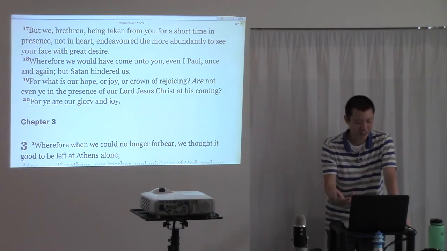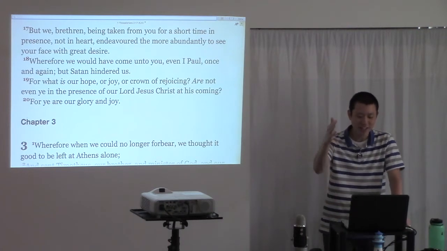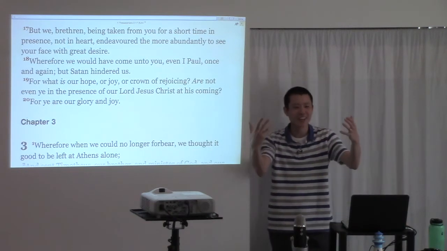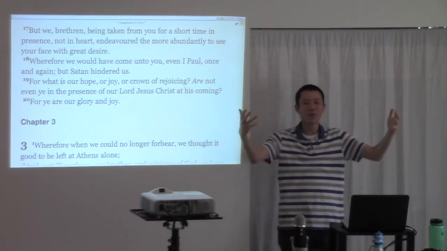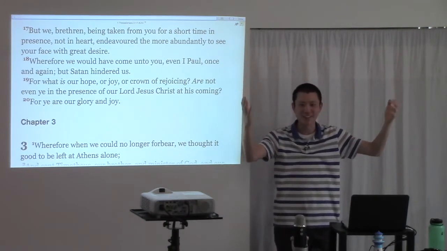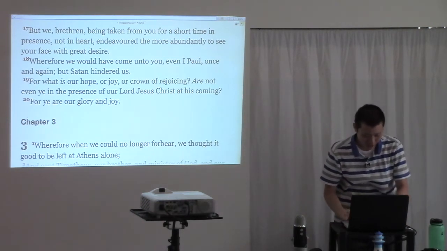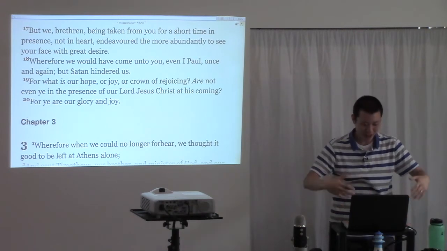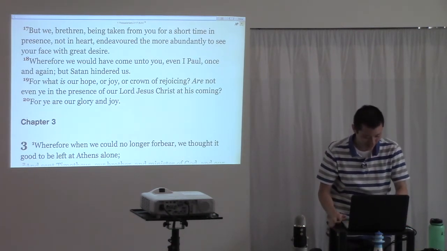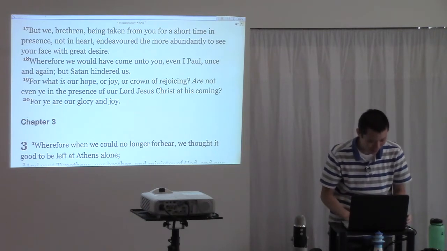No, because he says in verse 19, "Are not even ye in the presence of our Lord Jesus Christ?" So this crown of rejoicing is going to be all the people that you influenced and helped win to the Lord Jesus Christ when you get to heaven, right? So this is a great crown. Hey, maybe you want this crown as big as possible, right? As many spikes on that crown. Maybe all the different spikes on the crown represent the number of souls that you've won to the Lord.